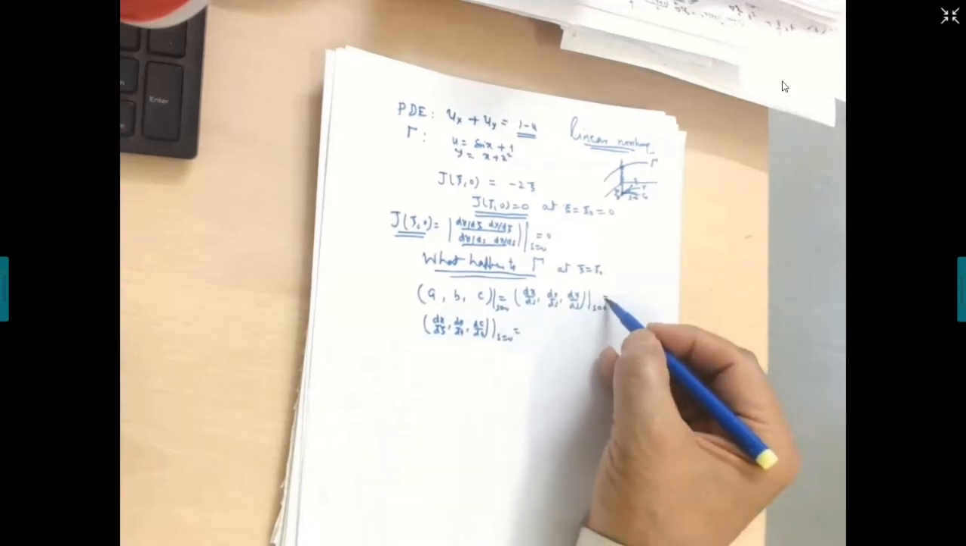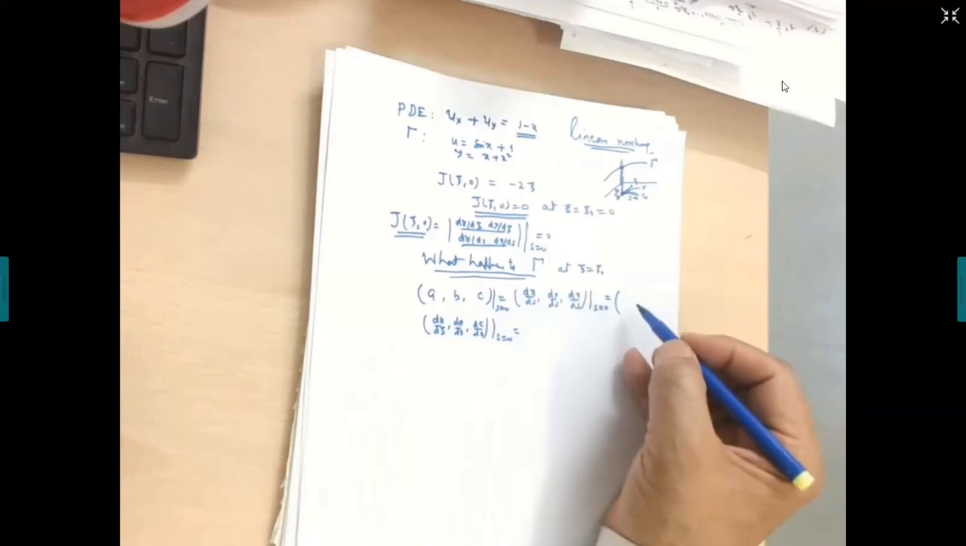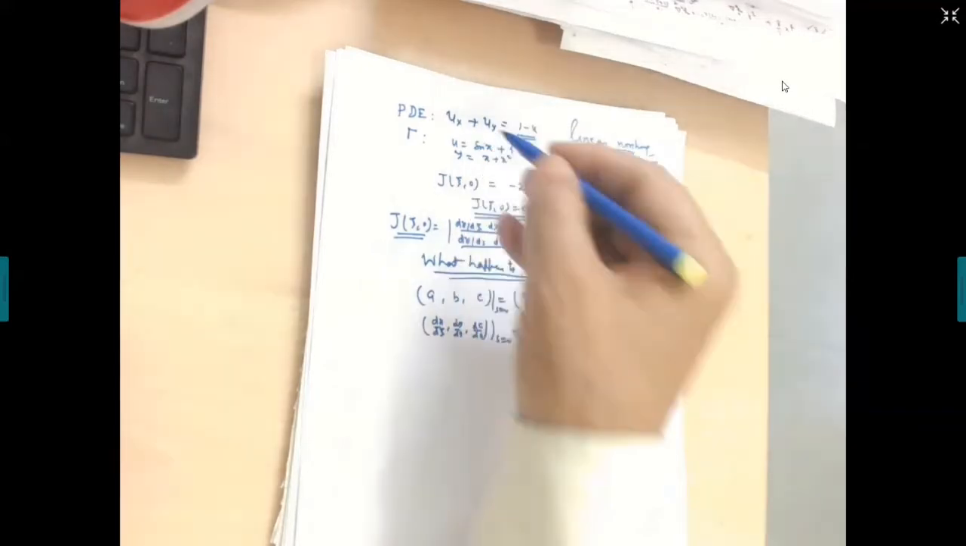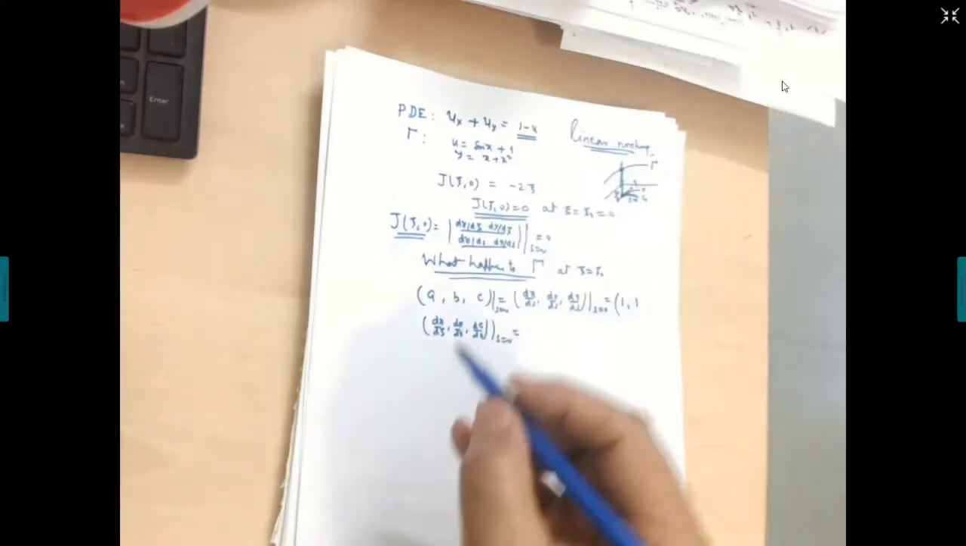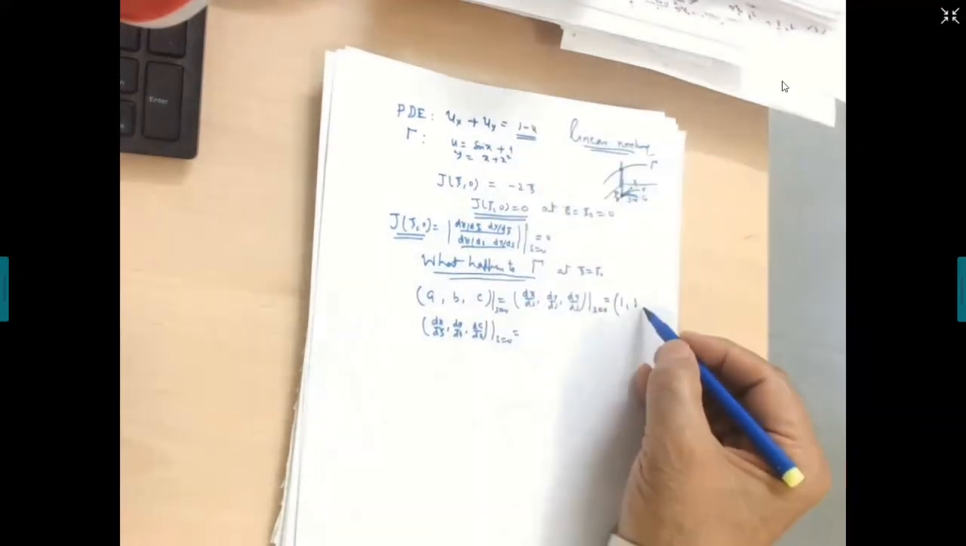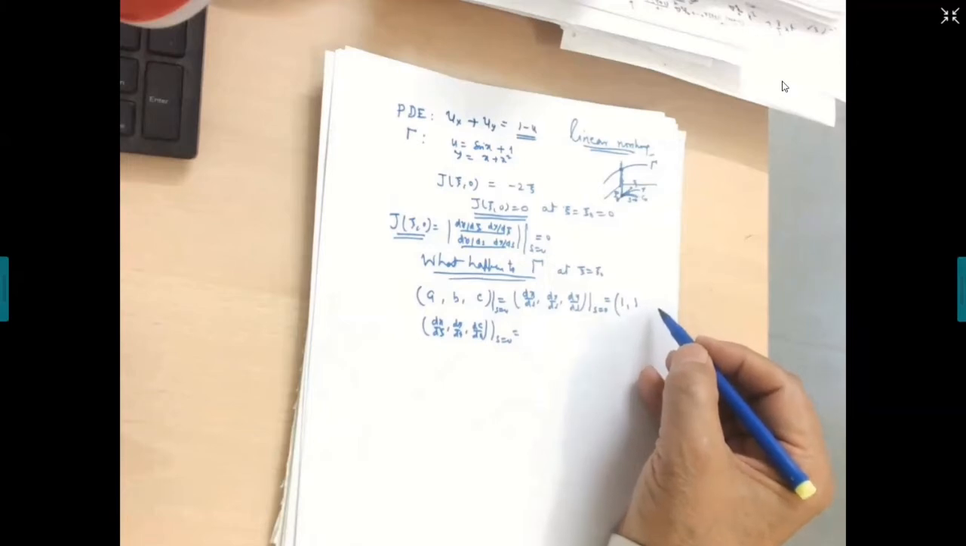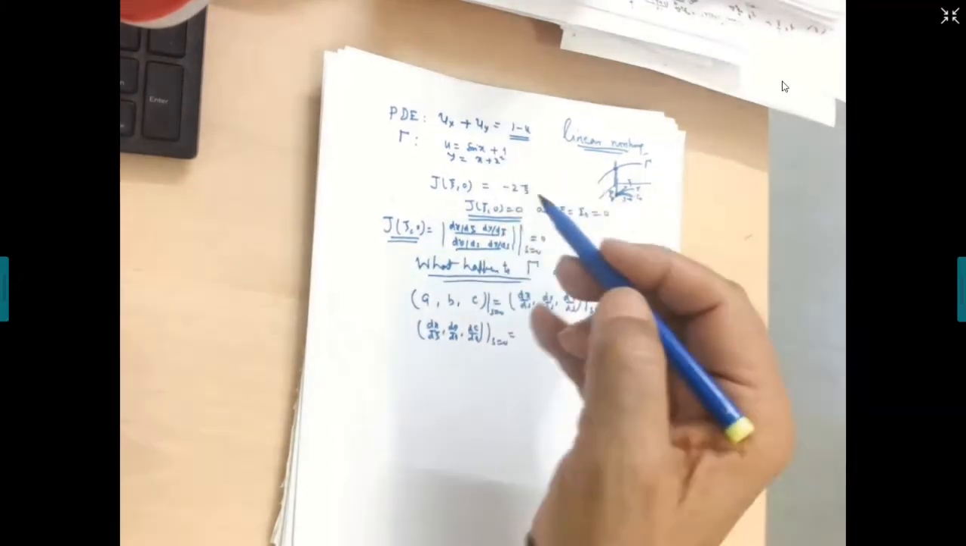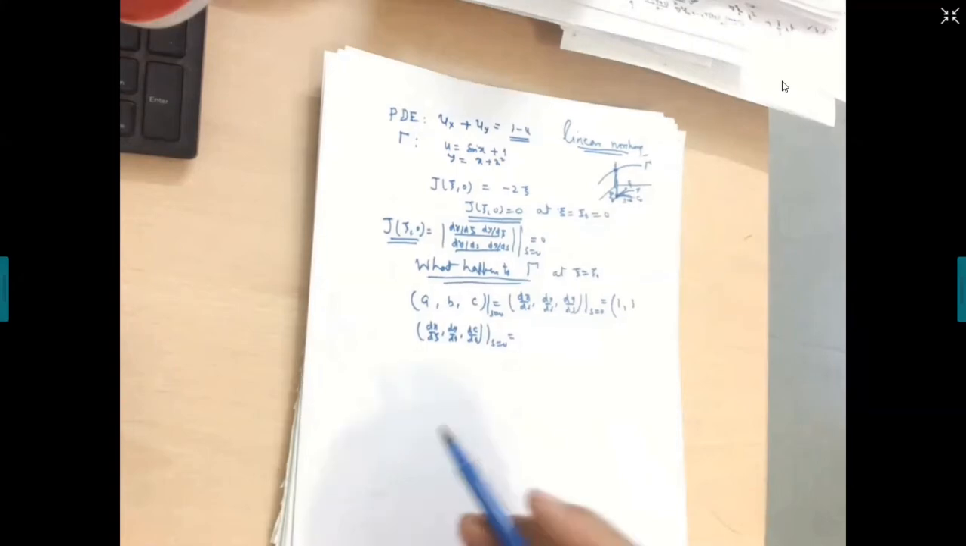So what are these two vectors? Can you tell me quickly? Dx by ds, obviously it is 1. Dy by ds, it is 1. And what is this? 1 minus u. And u at S is equal to 0. What is u at S is equal to 0? These are the conditions.